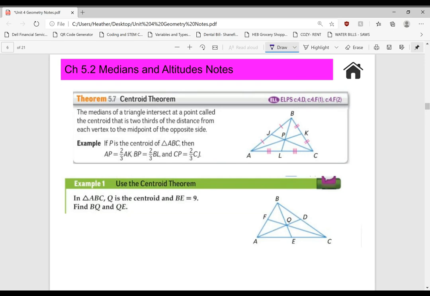In this example, if P is the centroid of triangle ABC, then AP, so this part right here, is 2/3 AK. So 2/3 AK, where AK is the entire part. BP is 2/3 BL, and CP is 2/3 CJ. Sorry, that's a J.